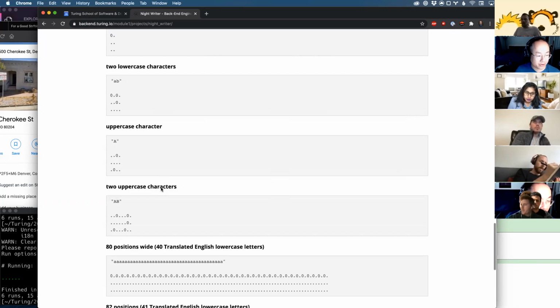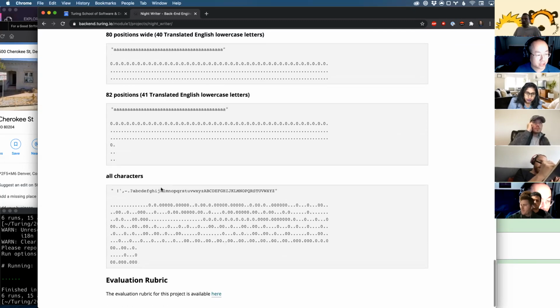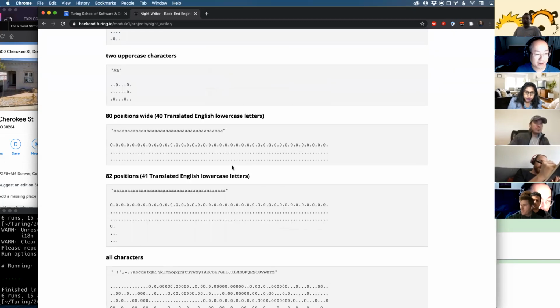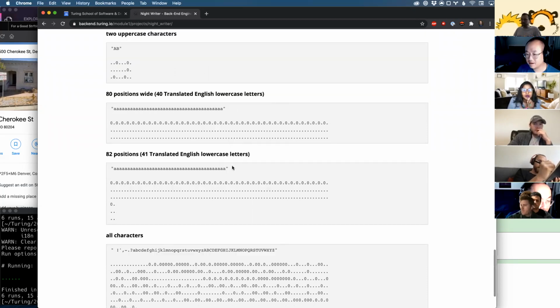We have some examples in the spec. I think the challenging part here is when we have word wrapping, at a certain point, you've got to go down, you can't just have a thing that goes on forever.